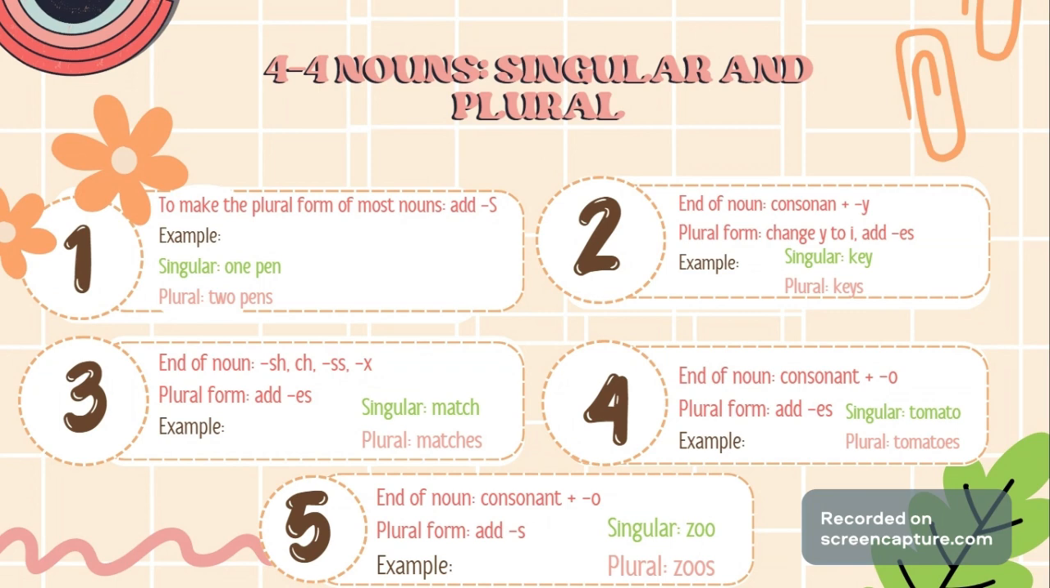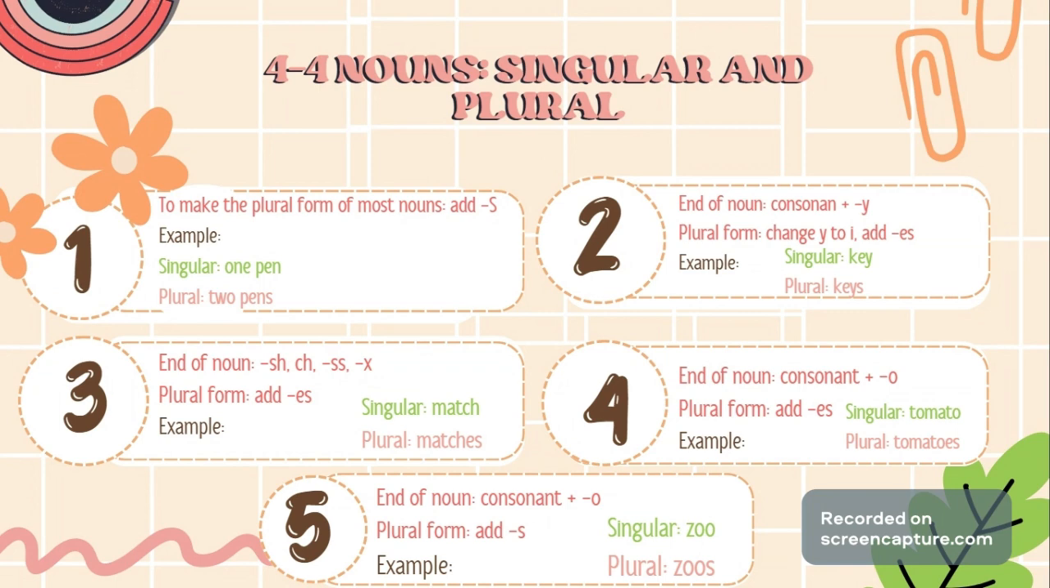And next, the end of a noun is s, sh, ch, and x. And the plural form is add es. For example, match. So the end of the word is ch, match. And the plural is matches, es. And next, the end of a noun is consonant plus o. The plural form is add es. For example, if the singular is tomato, the plural becomes tomatoes. Yes. At the end of the word we add es.